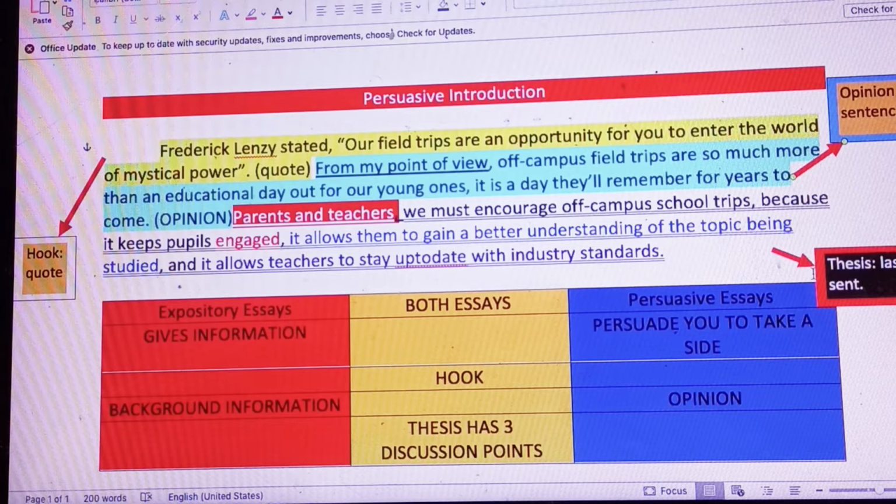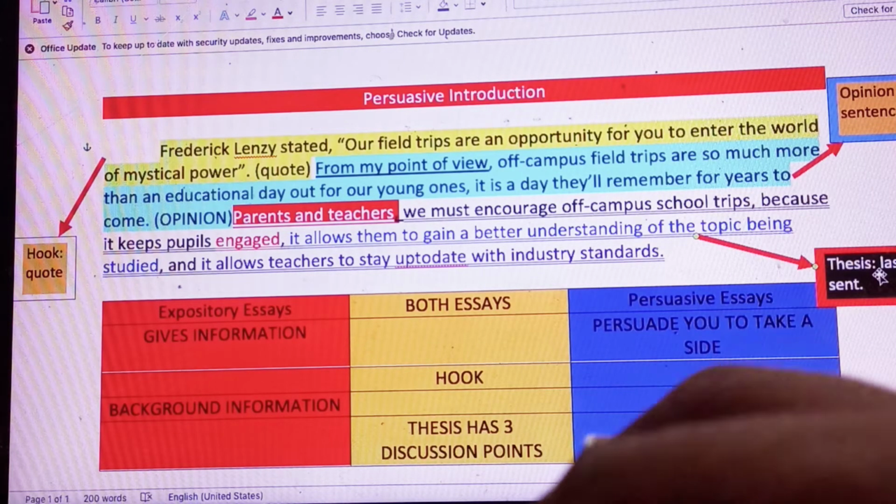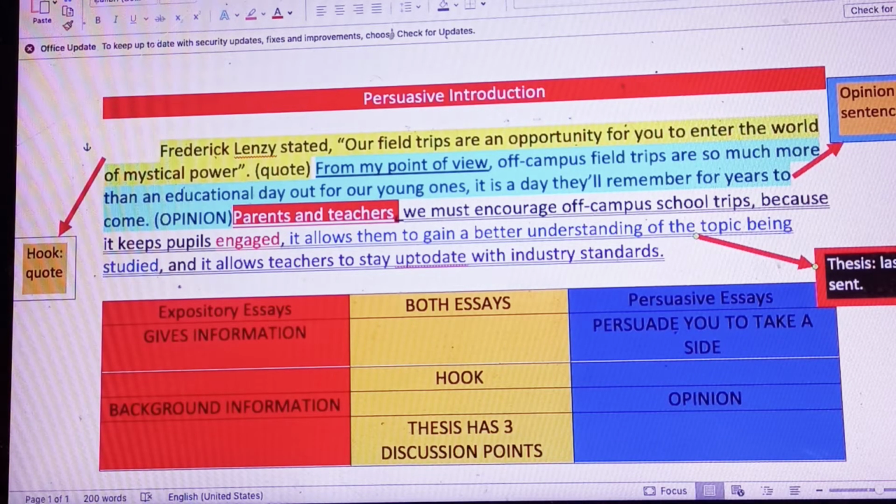After we're done writing the opinion sentence, the next sentence we can expect in the persuasive introduction is a thesis. Remember, that's the last sentence, generally speaking, in the introduction. And this thesis statement is going to include our discussion points. The 3 discussion points are mentioned, and the student does something a little bit more than the regular student would. There is a sense of audience included. So here we have parents and teachers. So notice the audience is being addressed.